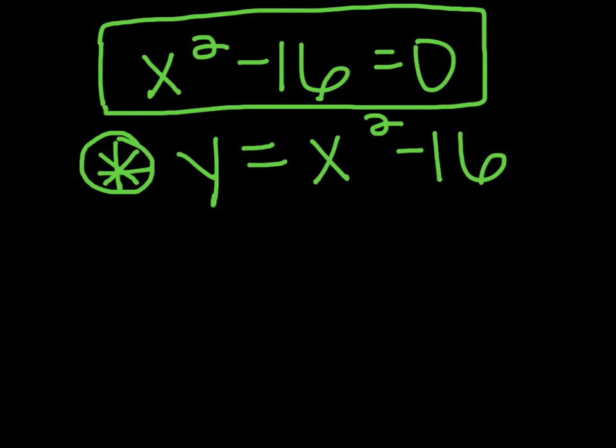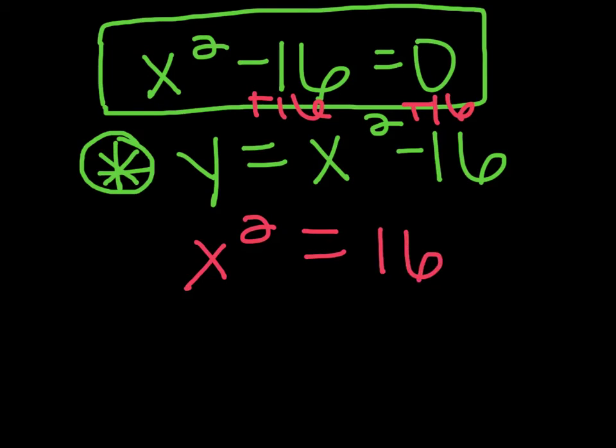And I'm going to skip down here. And if I add 16 to both sides, I would simply get x squared is equal to 16. Well, to find x by itself, you have to undo that exponent of 2. So to do that, you would take the square root. Well, if you take the square root of one side, you have to take the square root of the other side. And the square root of x squared is x.